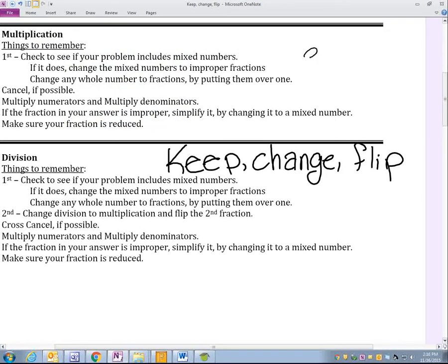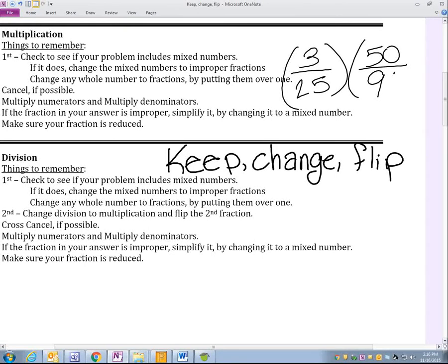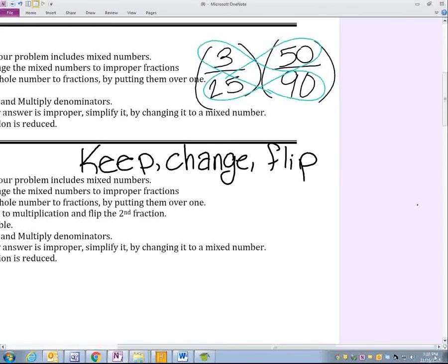Cross simplification, so if I have 3/25 multiplied by 50/90, what I can do is I can take a 3 out of these two, and I can take a 25 out of those two. So it would just be 1/1 times 2/30.